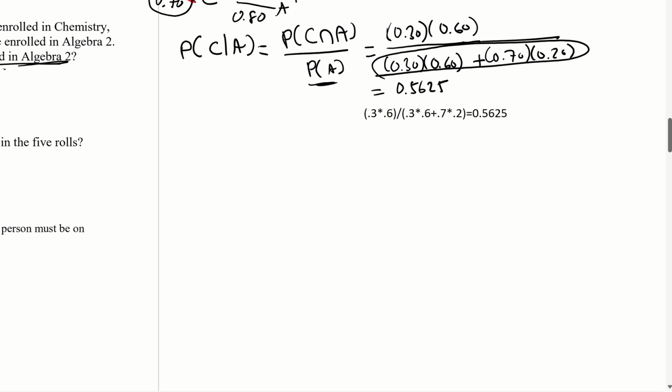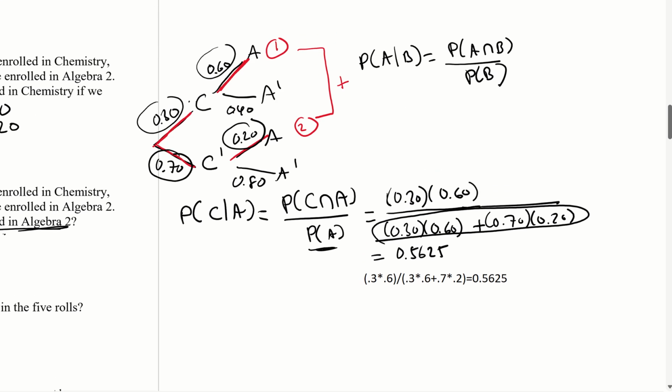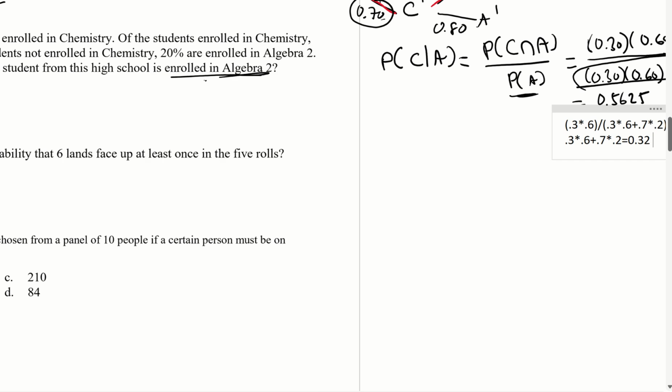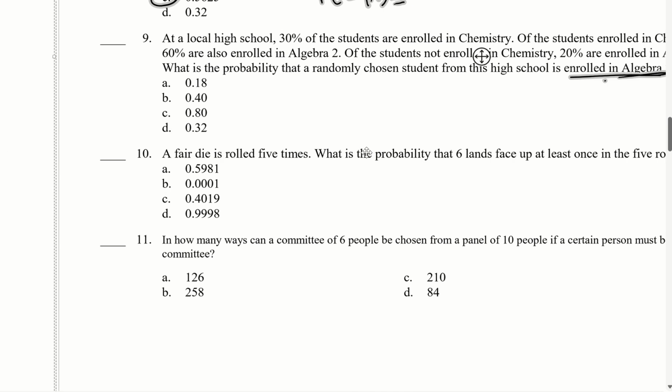The probability of algebra 2 is, they're taking chemistry and algebra 2, or they're not taking chemistry and they're taking algebra 2, right? So that's 1 and 2 combined. So we just have to combine that. So let's do that here. 0.3 times 0.6 plus 0.7 times 0.2. So we have 0.32. So the answer is D.